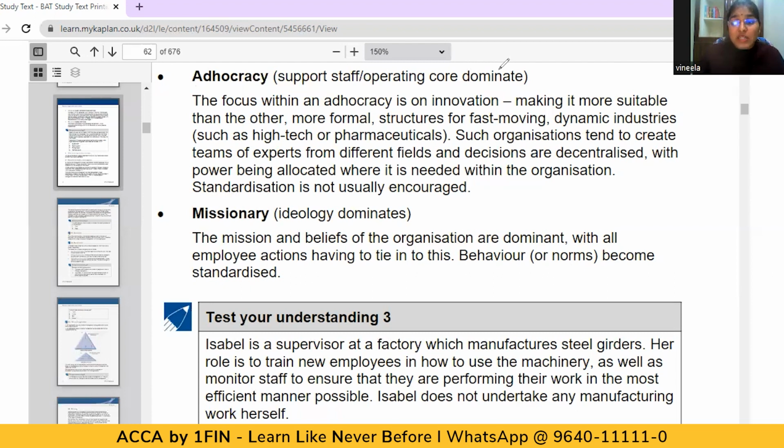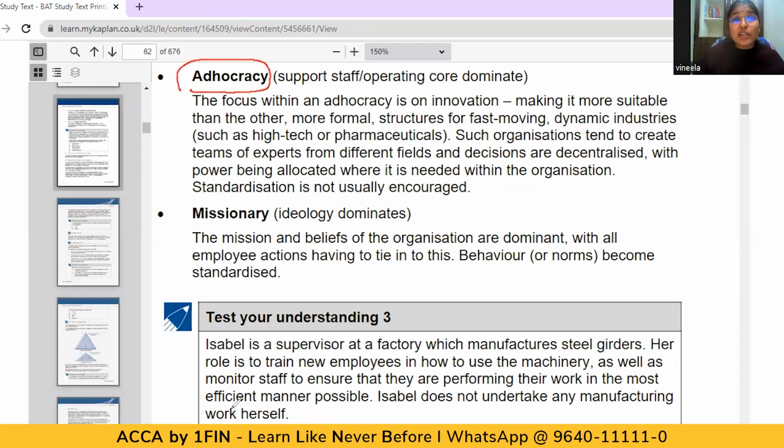This type of structure will be mostly useful for dynamic industries or fast moving industries, because dynamic or fast moving industries are nothing but those industries which go on changing because of change in the external environment of their organizations. So having standardization or having a formal procedure will not work out for those organizations. These organizations require innovation. These organizations require new ideas. That's why these organizations will have advocacy type of structure.